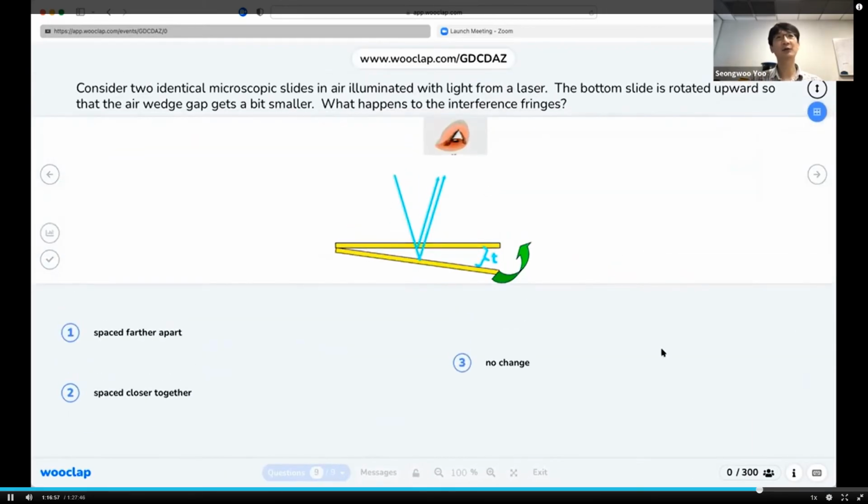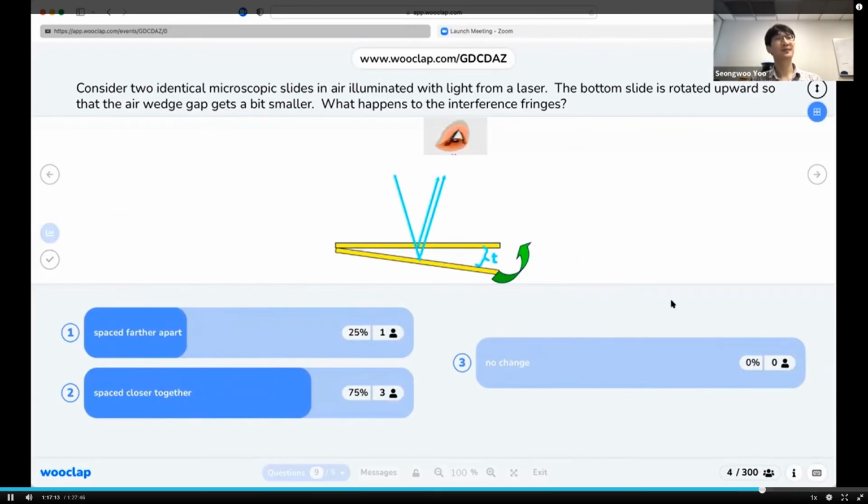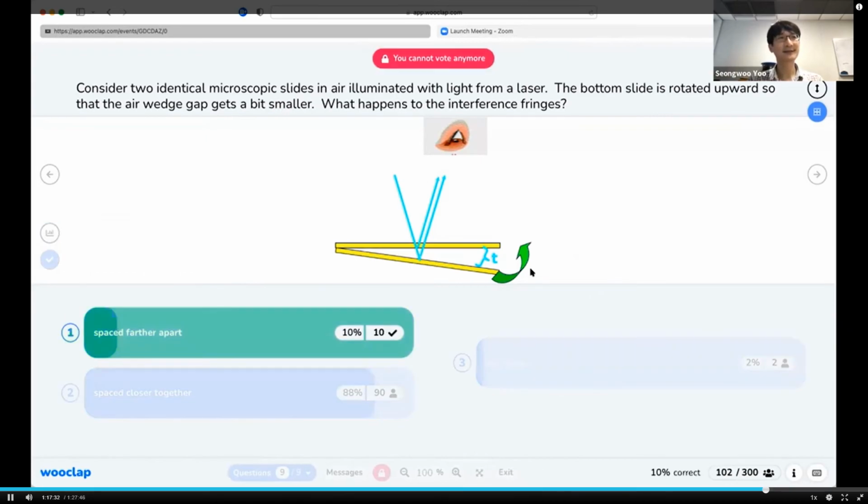I think this is our last question. Consider 2 identical microscope slides in air. The bottom slide is now rotated so that the glass wedge gets a bit smaller. What would happen? The fringes space farther apart, or closer together, or no change at all? So the thickness now gets smaller. Let me close the vote in 5, 4, 3, 2, 1. The correct answer is 1, spaced farther apart.